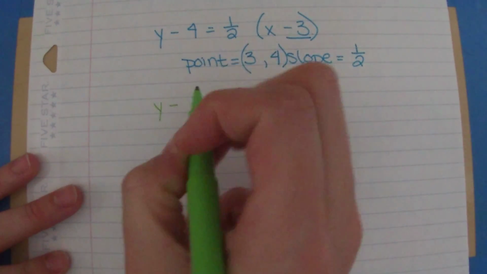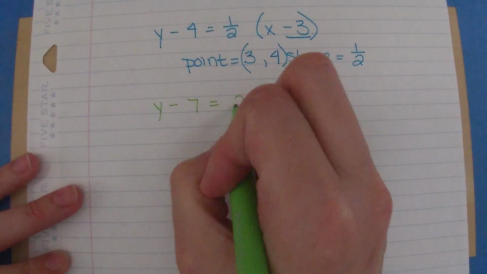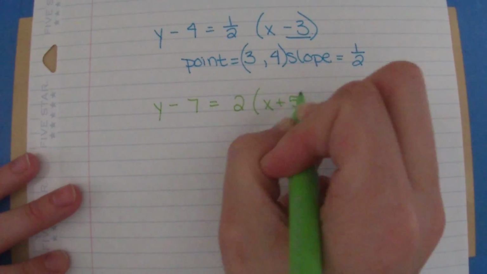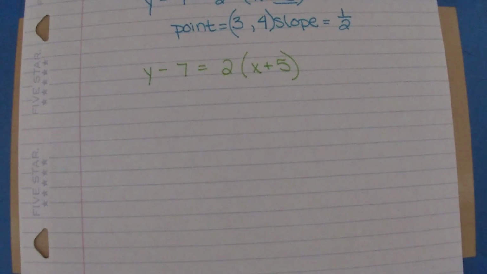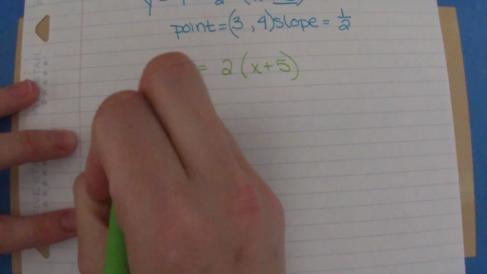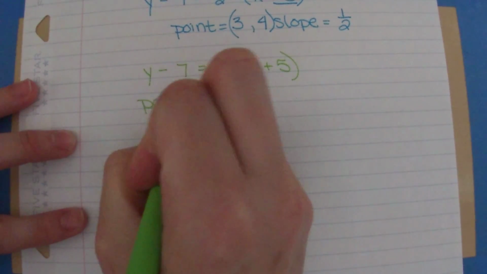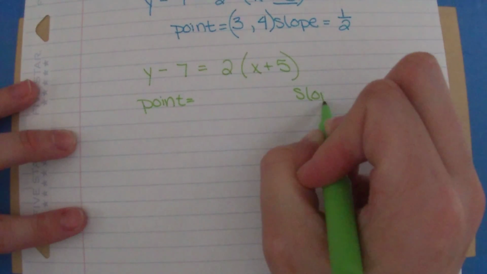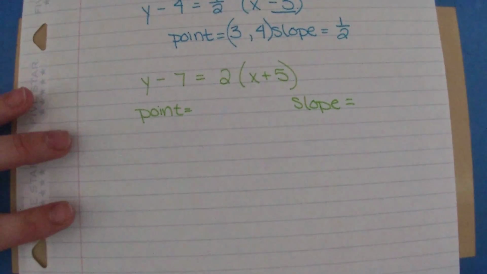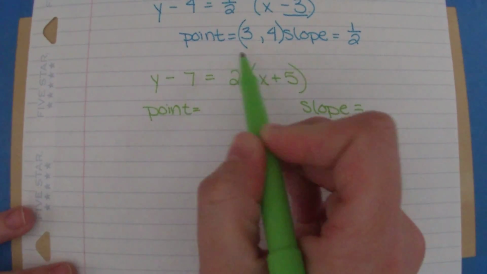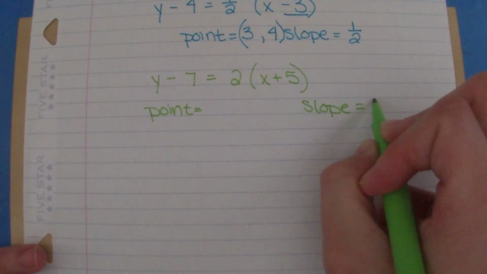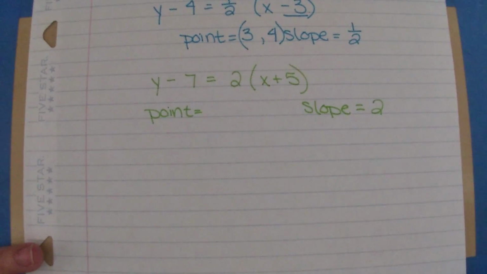Let's look at another one. Let's say we have y minus 7 equals 2 times x plus 5. There are two things that we can find. Again, we can find a point and we can find a slope. Makes sense, it's called point-slope form. Again, our slope is always what's right in front of those parentheses. So our slope here is going to be 2.